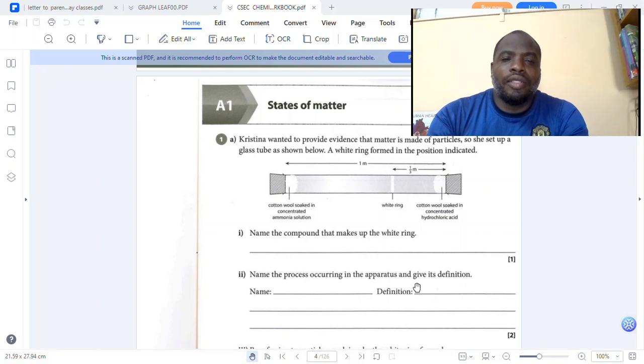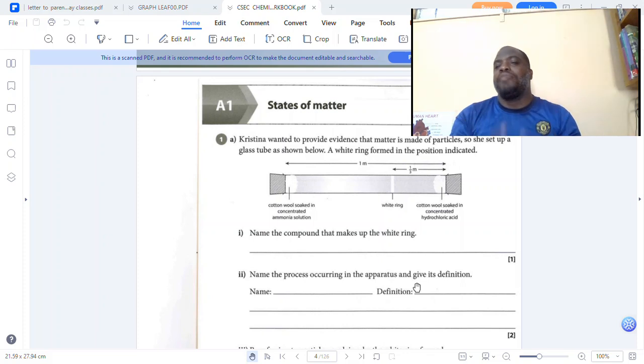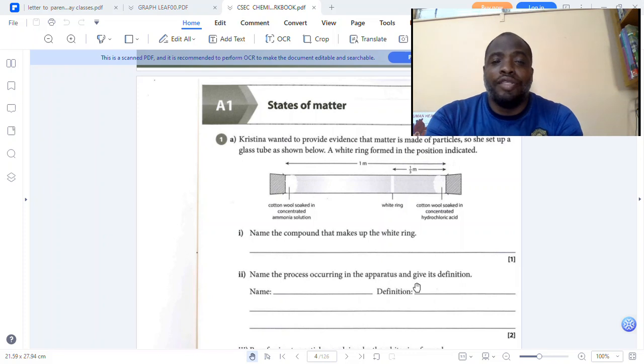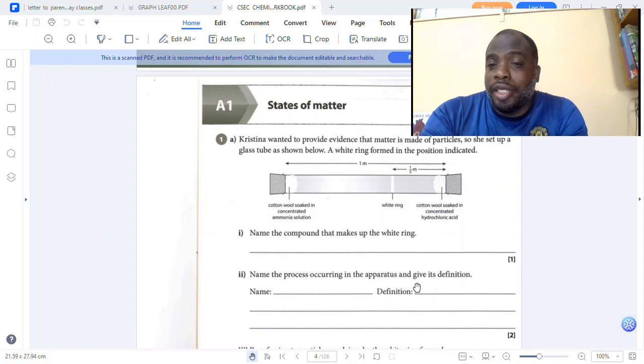It says, Christina wanted to provide evidence that matter is made up of particles. And so she set up a glass tube as shown below. We don't know who Christina is. She just wants to prove the evidence. Yeah? You go, Christina. Let's cheer for Christina now. A white ring was formed in the position indicated.